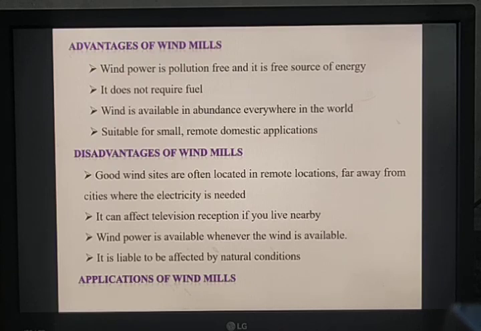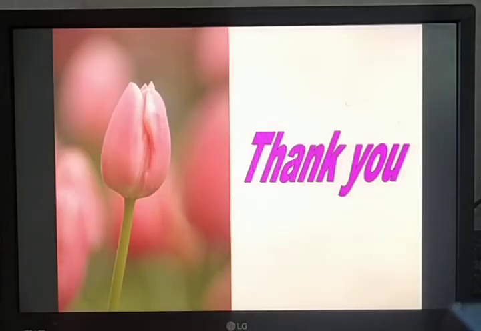In this section we studied what is the wind power plant and what are the various components in windmill, how the windmills are classified. That is, one is horizontal axis windmill, another one is vertical axis windmill, and where we can select the wind power plant, that is selection of site for windmill, and comparison between horizontal axis wind turbine as well as vertical axis wind turbine. Next we have discussed advantages, disadvantages and applications of windmill. That's all. Thank you.